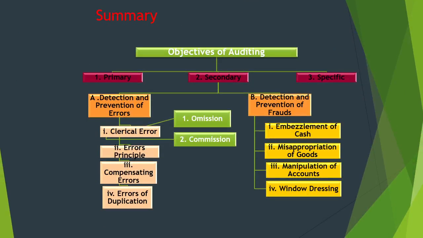So, in today's class, we have learnt the primary objective, that is to express his opinion regarding the genuineness of the financial statement. And in the secondary objective, there are two categories: detection and prevention of errors and frauds. In today's class, we have completed detection and prevention of errors. In errors, there are four categories: clerical error, error of principle, compensating errors, and errors of duplication. And in clerical error, we have two categories, that is errors of omission and errors of commission. In the next class, we are going to start with detection and prevention of fraud.